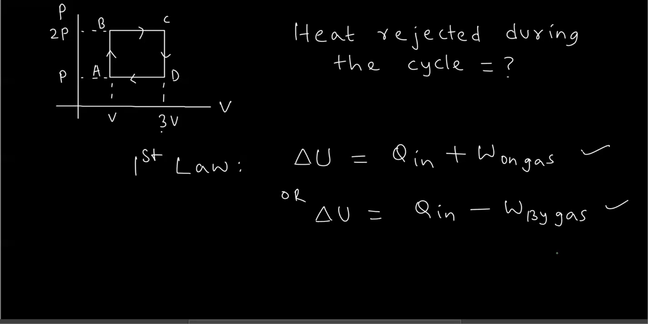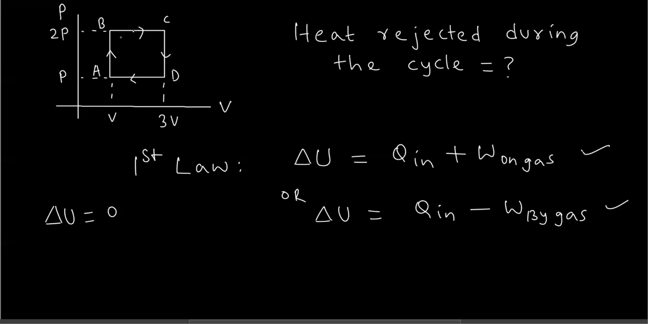Now here, because it is a cyclic process, I'm sure you are aware that the internal energy is a state function. So if you start at an initial point and then come back to the same point, the change in internal energy is zero. So if the change in internal energy is zero, then the only things left are heat and work done. Now, if you look at the cyclic process, from A to B there is no work done, and from C to D there is no work done because they are isochoric processes, right?